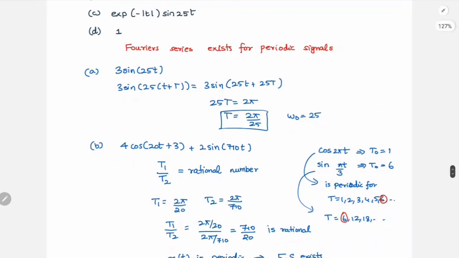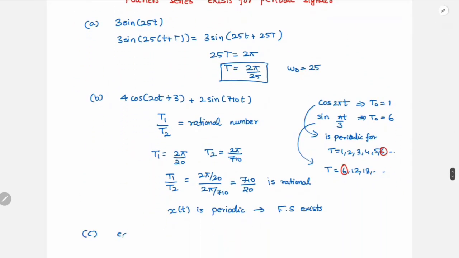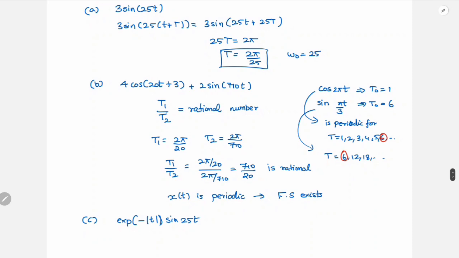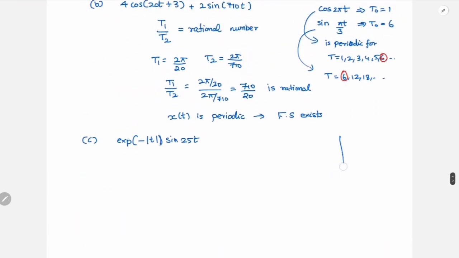C, we have an exponentially decaying function. So exponential of minus mod t times sine 25t. So this will actually go like this, right? This is sine, but since it is exponentially decaying, we'll have something like this. And on both sides, it is exponentially decaying. So this is not going to be periodic. Hence, Fourier series does not exist.